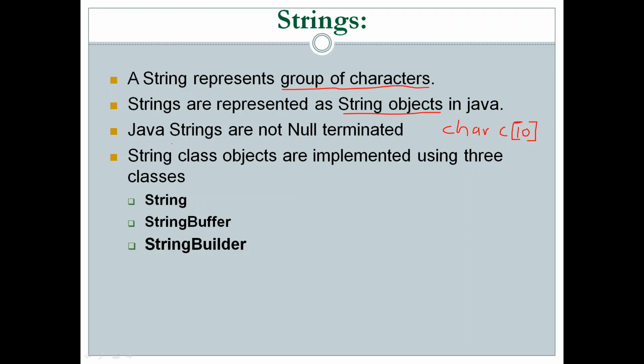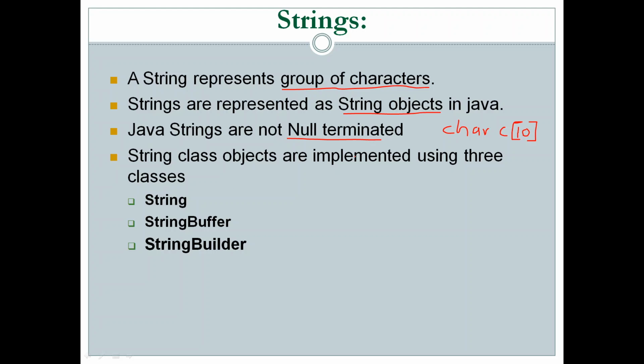So Java strings are not null terminated. This is also important. In C, the strings are null terminated. The string is terminated by a null character at the end. But in Java, strings are not null terminated.